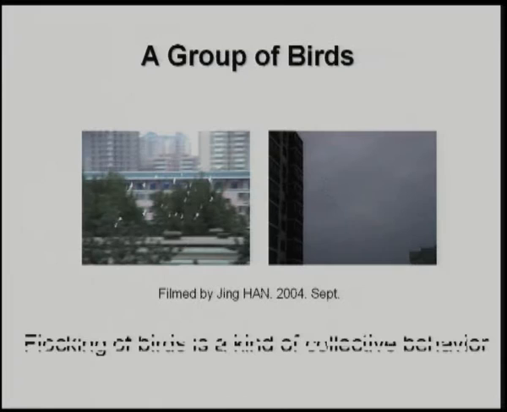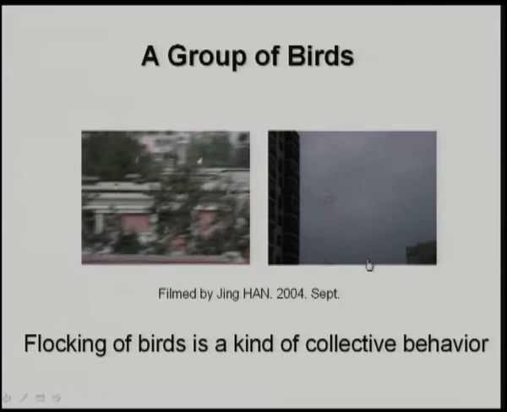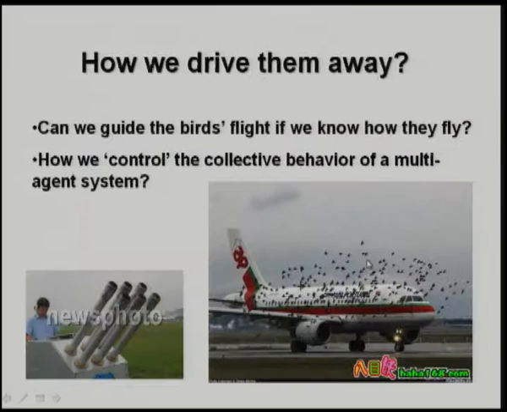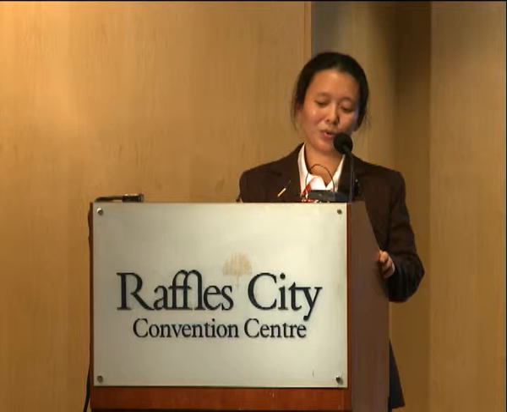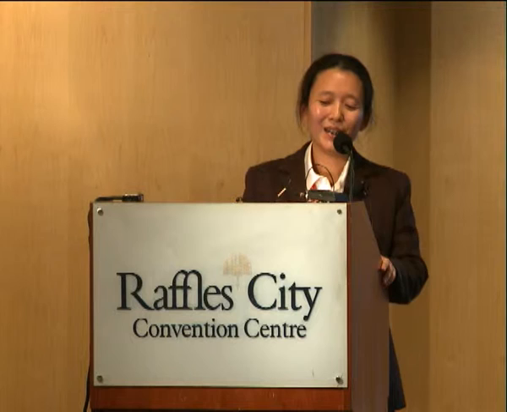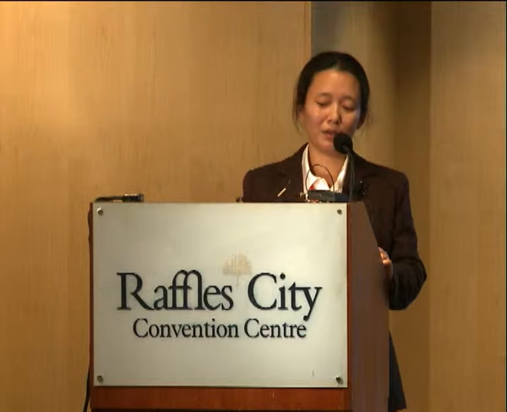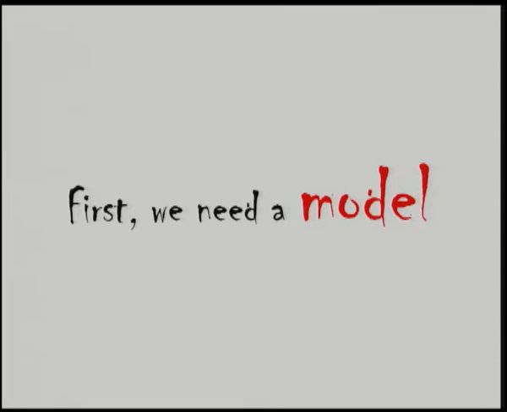Now we go to the first case study. I took this movie from the window of my home, and it shows a group of birds. We all see that the flocking of birds is a kind of collective behavior. Yet sometimes birds can be dangerous, if you find birds flocking in the airport. A way to drive them away is to use a cannon to shoot and scare them. This is not so gentle. So can we guide the birds, if we know how they fly? In a more professional way, the question is: how do we control the collective behavior of a multi-agent system? To answer this question in a theoretical way, first we need a model.